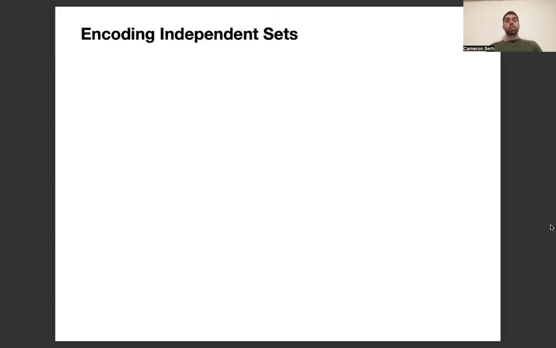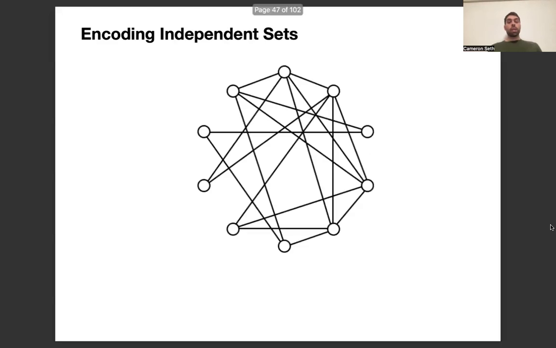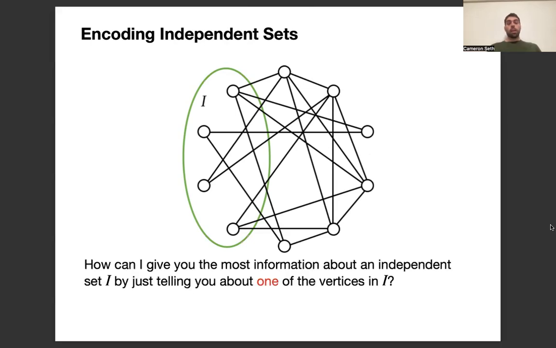I think the best way to introduce this is through an encoding argument. Suppose we have some graph, and I'm thinking about an independent set in this graph. We can both see the graph, but only I can see this independent set. Suppose I want to tell you about my independent set in the graph, but I don't have time to tell you all the vertices. So I can only tell you one of the vertices in my independent set. And I want to tell you the most information about it as possible. What can I do?